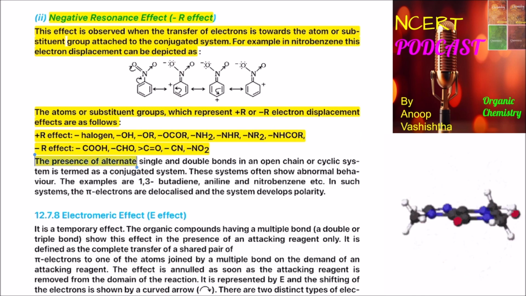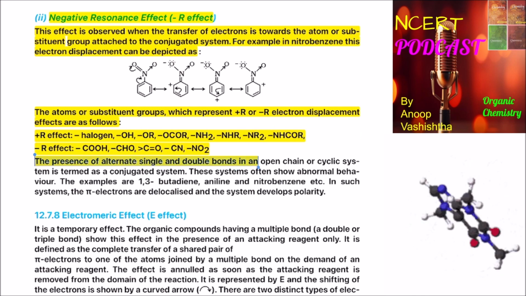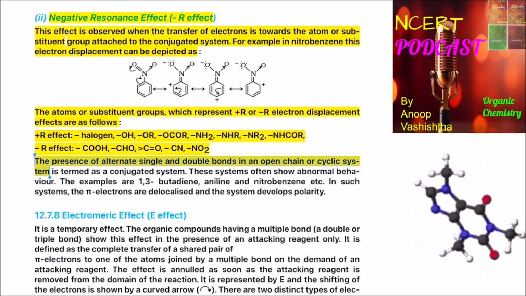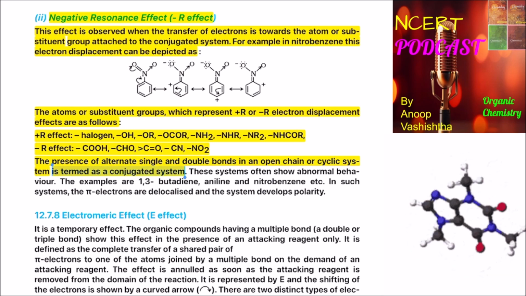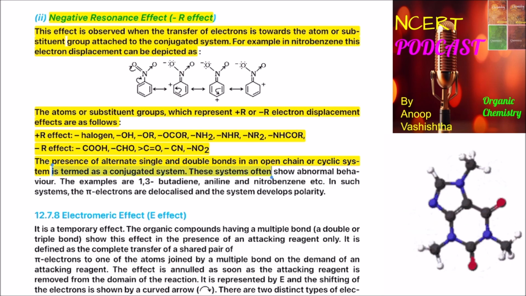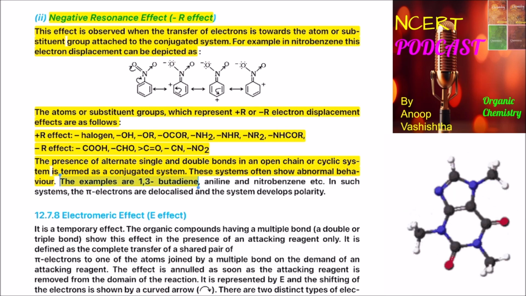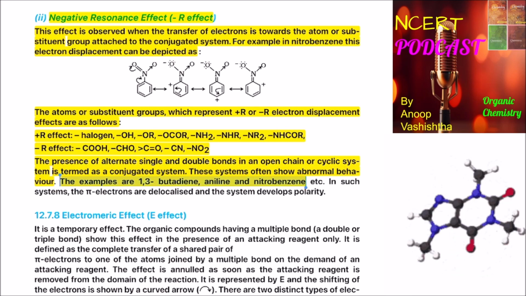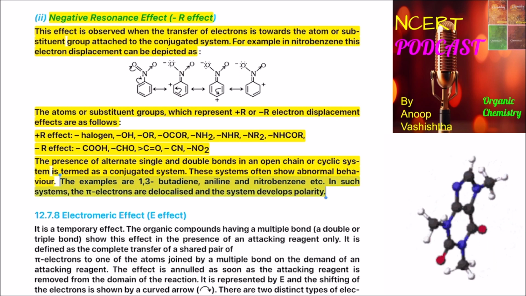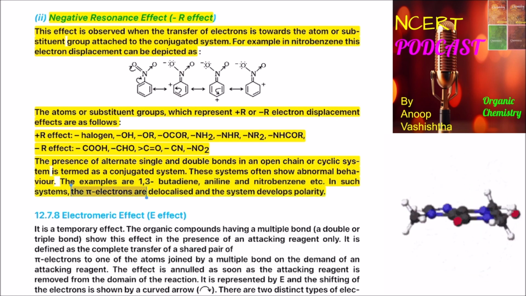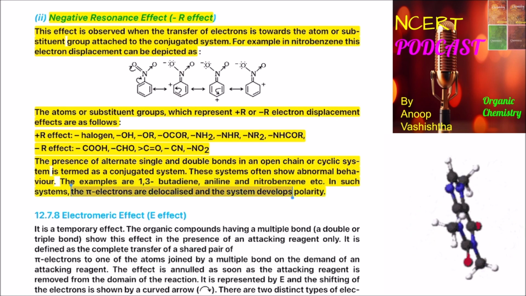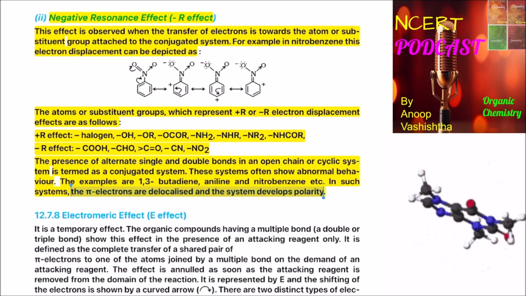The presence of alternate single and double bonds in an open chain or cyclic system is termed as a conjugated system. These systems often show abnormal behavior. The examples are 1,3-butadiene, aniline, and nitrobenzene, etc. In such systems, the pi electrons are delocalized and the system develops polarity.